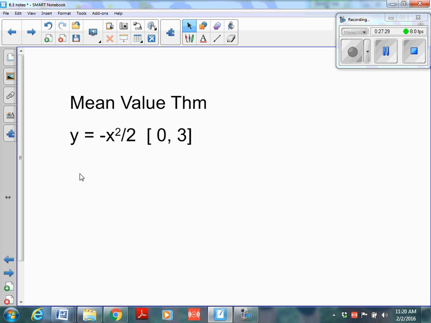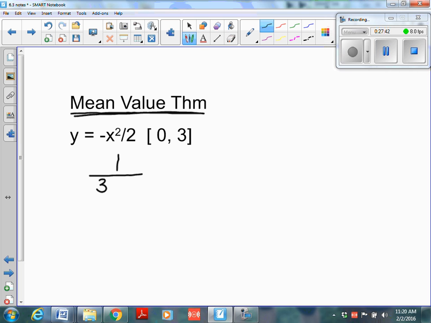Okay, the next part. Let's just revisit mean value theorem again. Just one more time. You haven't seen it since the beginning of the notes, so let's just review mean value theorem. It's 1 over b minus a, which is 1 over 3 minus 0. We're going to integrate from 0 to 3, negative x squared over 2 dx. This is called the mean value theorem.